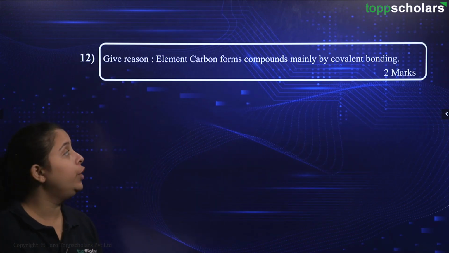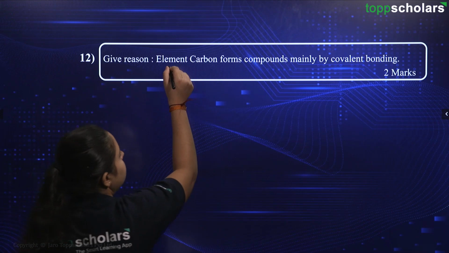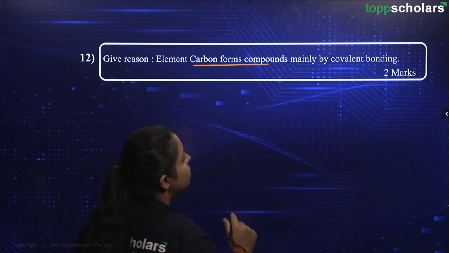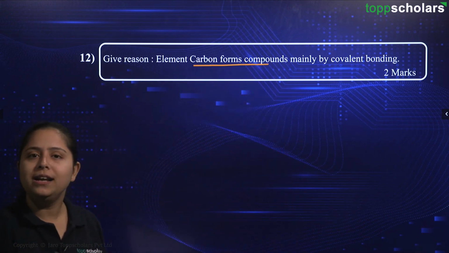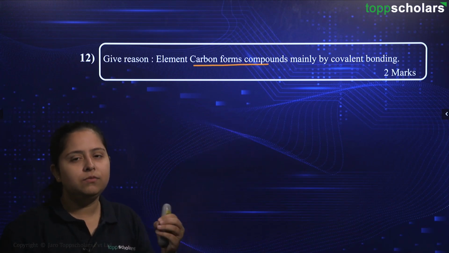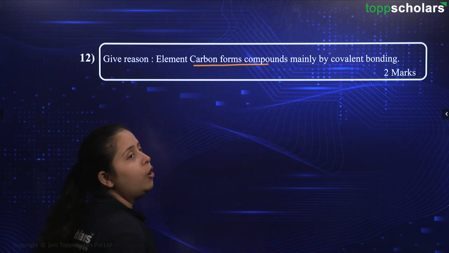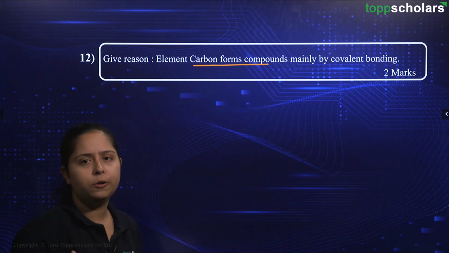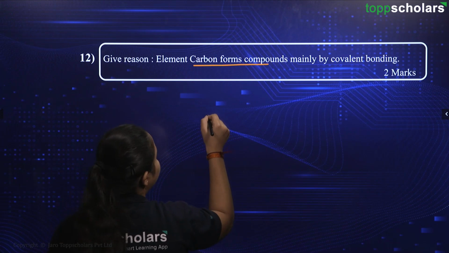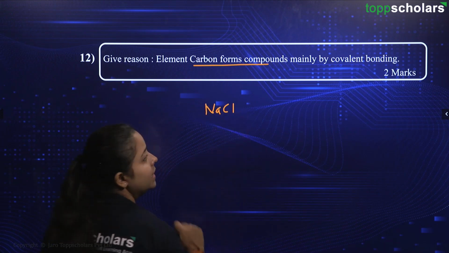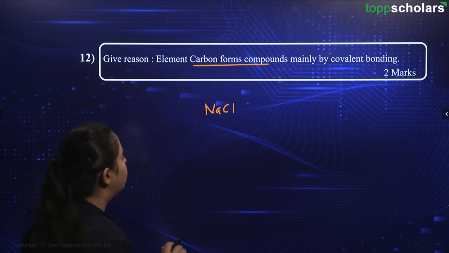Here is the question for 2 marks. It says to give reason why the element carbon forms compounds mainly by covalent bonding. This thing we were talking about just a few minutes earlier, right? So why is carbon only forming covalent bonds? Why not ionic bonds? So friends, if you remember, I talked about NaCl, which is an ionic compound.